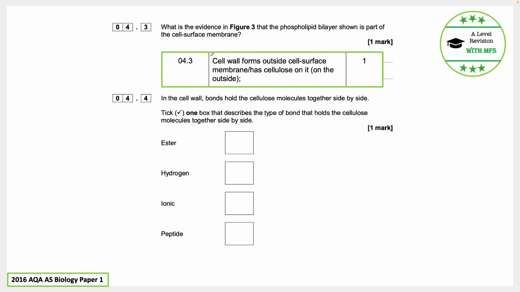Okay, so if we have a look at the next question, in the cell wall, bonds hold the cellulose molecules together side by side. Tick one box that describes the type of bond that holds the cellulose molecules together. So this is a recap from biological molecules. Remember, cellulose molecules are held together by hydrogen bonds, which collectively provide strength to the cell wall.